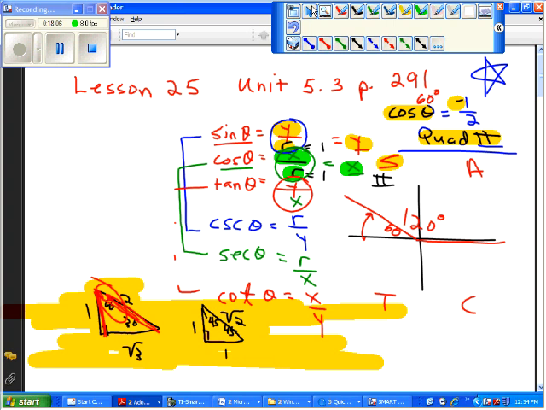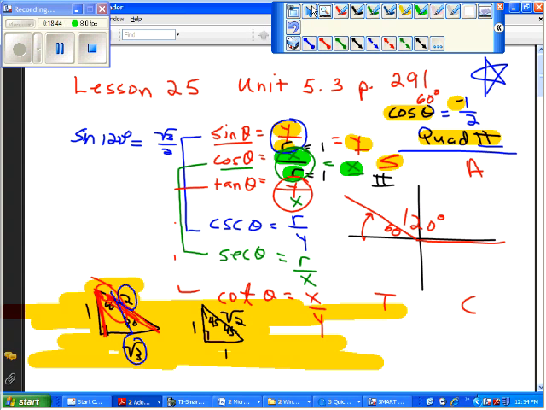Now, let's say I wanted the sine of that same angle, theta. So I want the sine of 120. I'm still going to use the reference angle. So if I'm saying sine of 120, I'm thinking, really, what's the sine of 60? Well, the sine of 60 would be the length of the leg opposite 60 over the hypotenuse. So the sine of 120 degrees, whose reference angle is 60 degrees, would be the leg opposite, square root 3, over the hypotenuse 2.